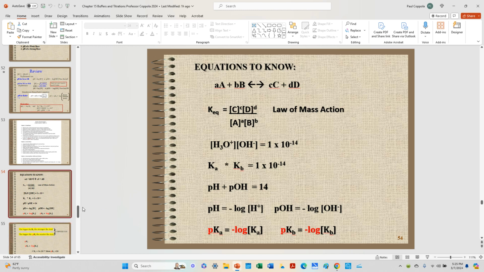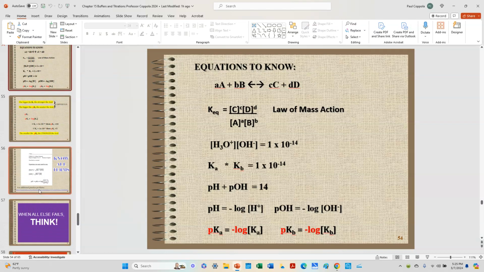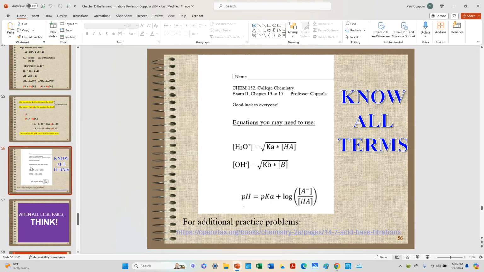However, I'm going to give you these equations on the reference. So this is the first page of the exam, and that's for the weak acid, and that's for the weak base. And that's our Henderson-Hasselbalch. Again, you should know all the terms that are used.